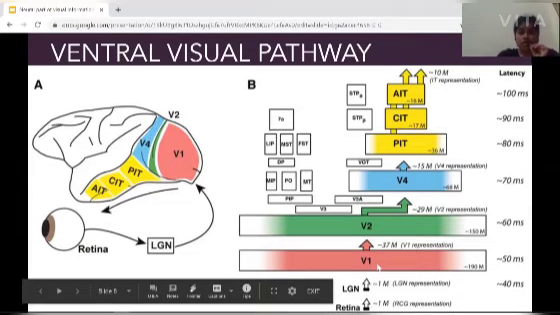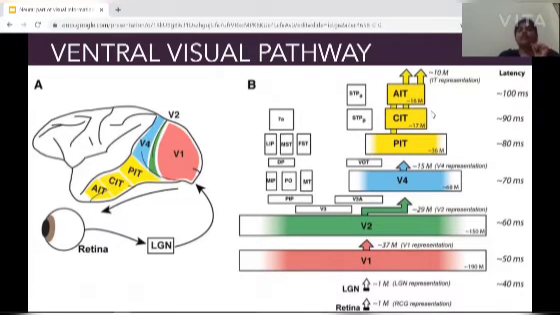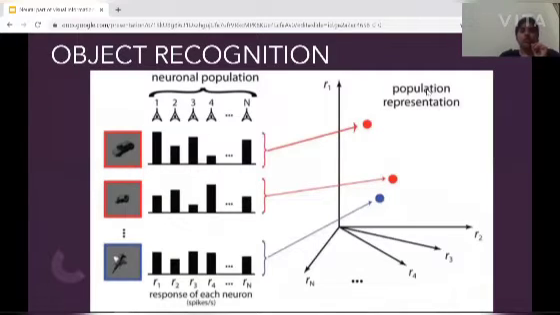So the low-level vision processing happens basically in the primary visual cortex, and the mid-level vision processing happens from V2 to V4, and then the semantic representations and object detection are obtained in the temporal cortex.